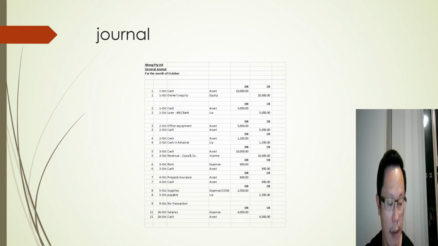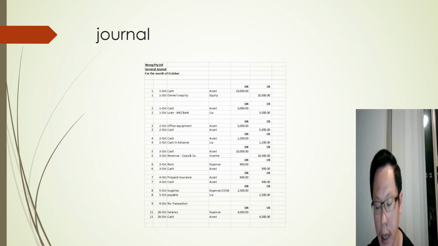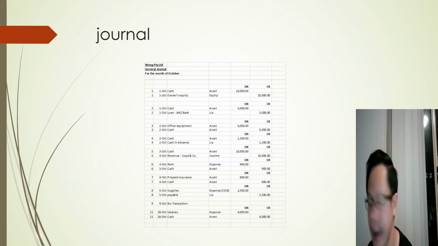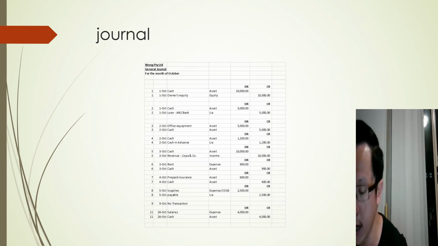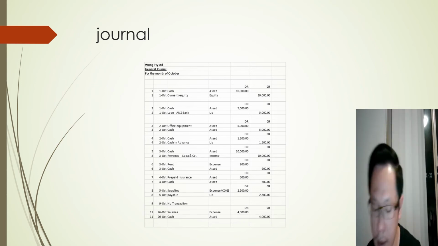Okay. Transaction number 8. Purchase of supplies on credit. On the 5th of October, Wong Pty Limited purchased an estimated 3-month supplies of advertising material on account from Aero Supply for 2,500. So the supplies asset is going up by 2,500, and the liability is going up by 2,500 as well.